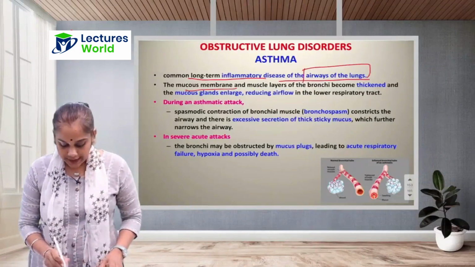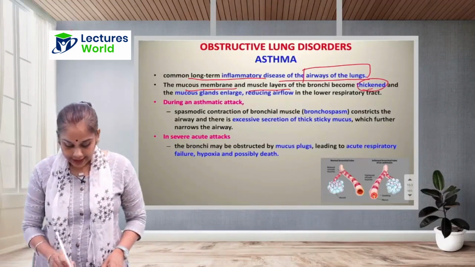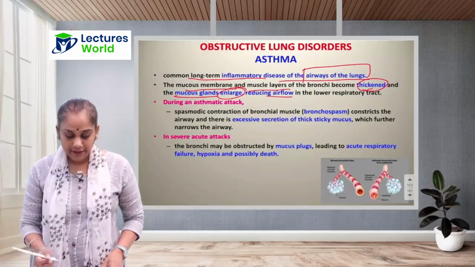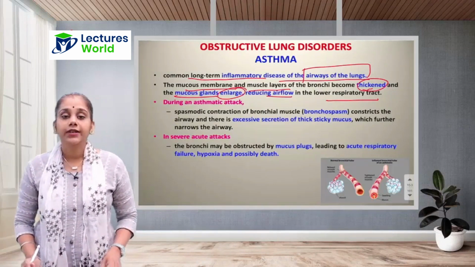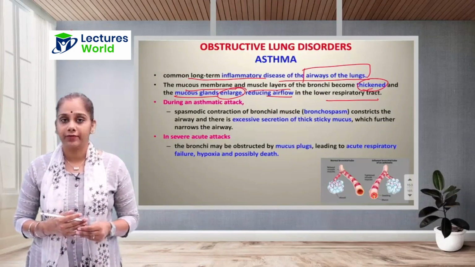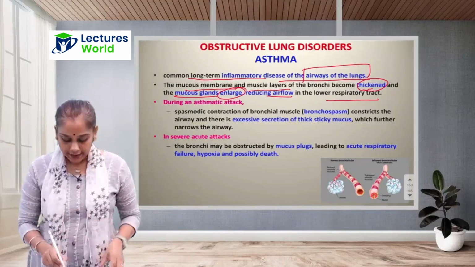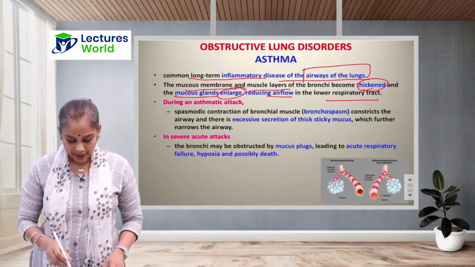The mucous membrane and the muscle layers of the bronchi become thickened and the mucous glands become enlarged, reducing airflow into the lower respiratory tract. So the bronchi become very thick, the mucous glands become very enlarged, and they reduce the airflow into the lungs, into the alveoli.